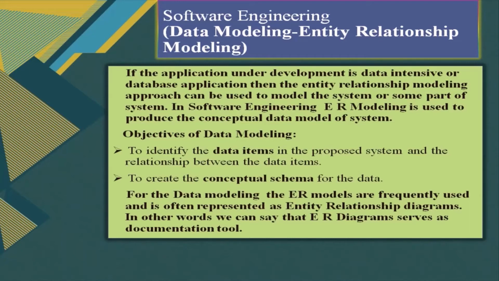Objectives of data modeling. The main objective of data modeling is to identify the data items in the proposed system and the relationships between the data items, and to create the conceptual schema of the data. For data modeling, ER models are frequently used and are often represented as entity relationship diagrams. In other words, an ER diagram serves as a documentation tool.